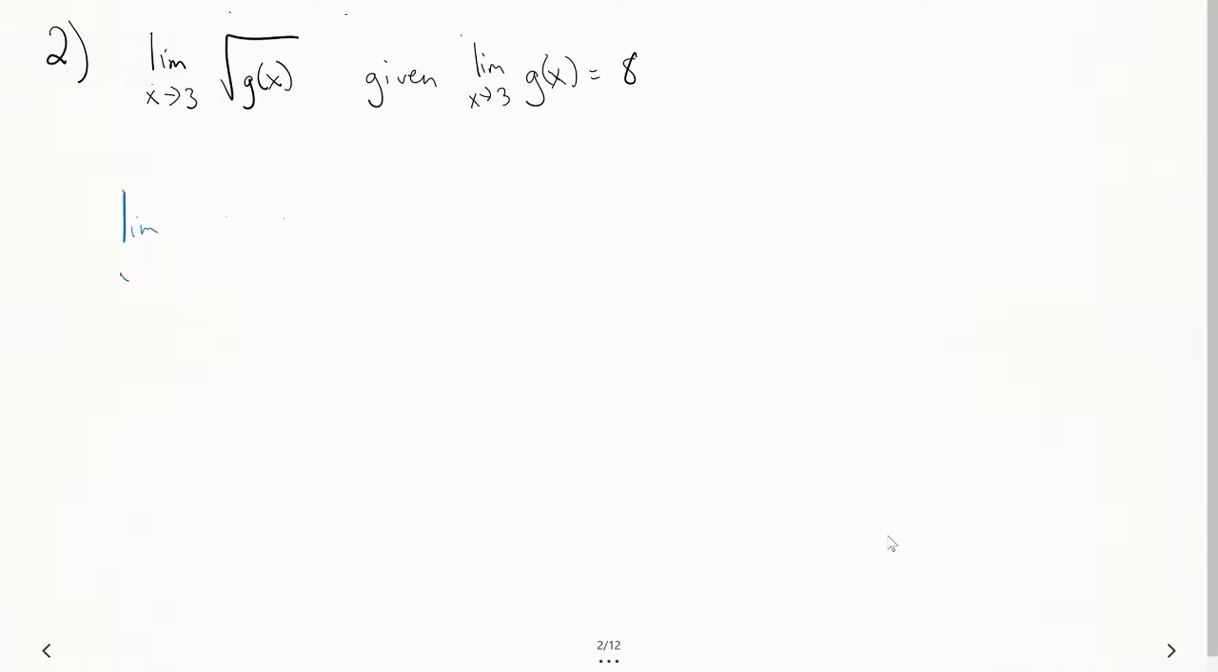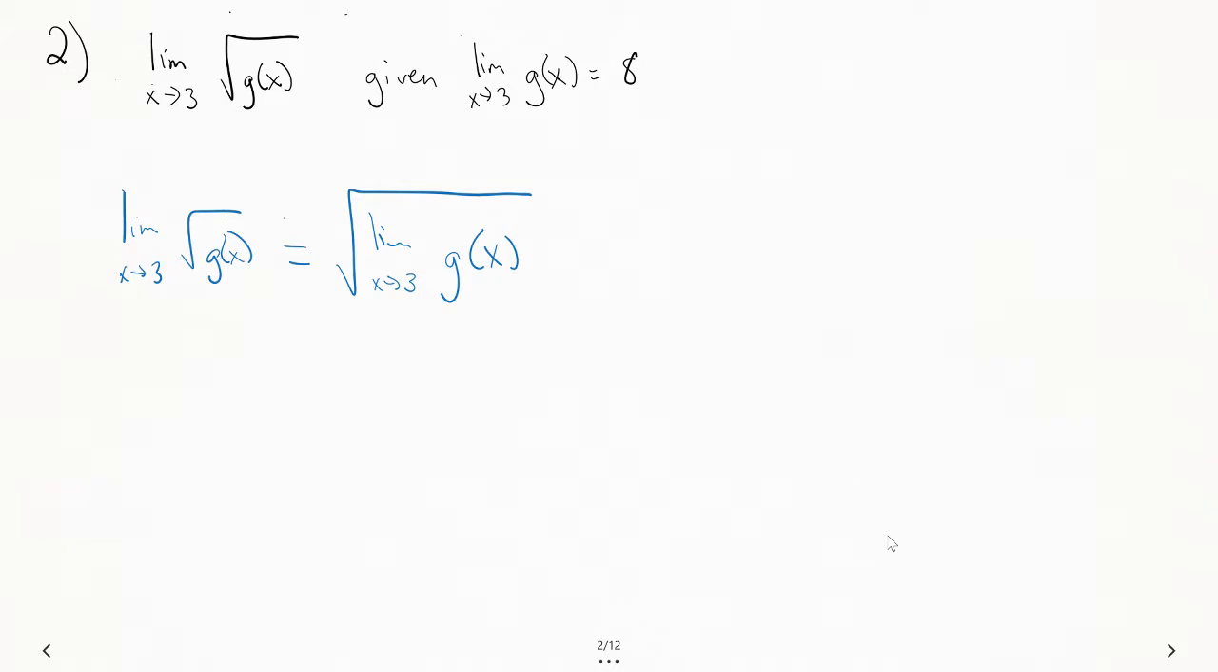So first off, I'm just going to rewrite that first expression. With this being a square root, that's basically g of x raised to the 1/2 power, so that's just a constant power. So what we can do is take this limit inside the square root. And so all this becomes now is just the square root of, well, we know that limit right here. Limit as x approaches 3 of g of x equals 8, so this is square root of 8 and you're done. Simple as that. There's really not much more to this.